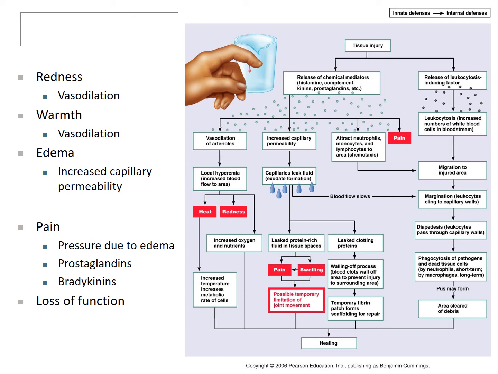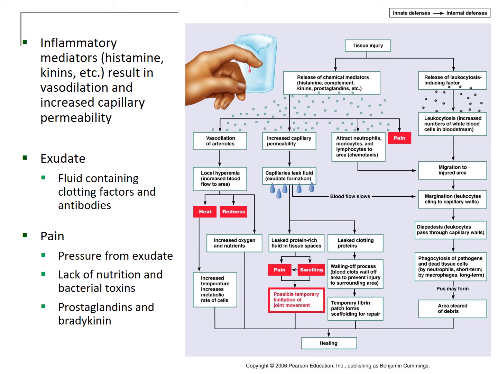Now, the pain, as we've seen here, can come from the swelling, the edema, but it can also come from the chemicals that are released, the prostaglandins and the bradykinins. And so this is where you can get some loss of function in something like a joint. Okay, so the inflammatory mediators, which again are histamines and kinins, result in vasodilation and increased capillary permeability. This is going to increase the inflow of exudate to the injury site. And so, again, you're going to get some pain from the pressure of the exudate.